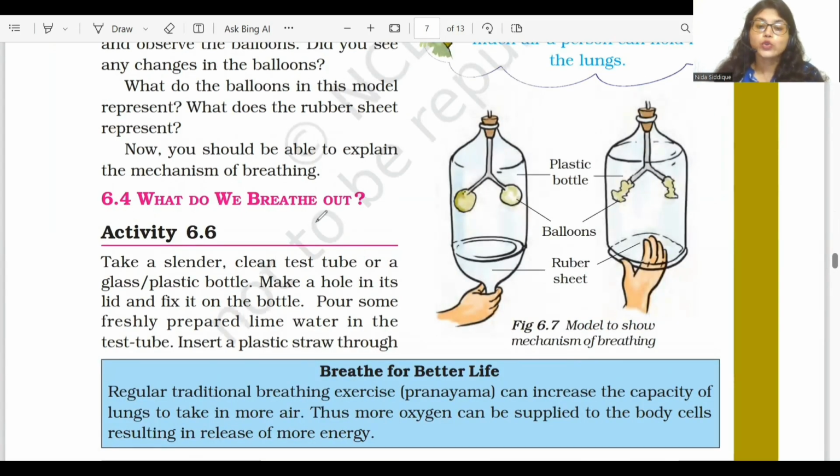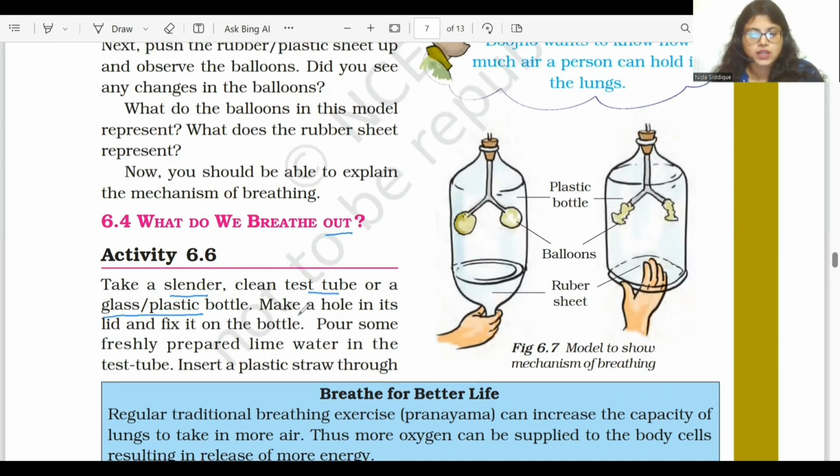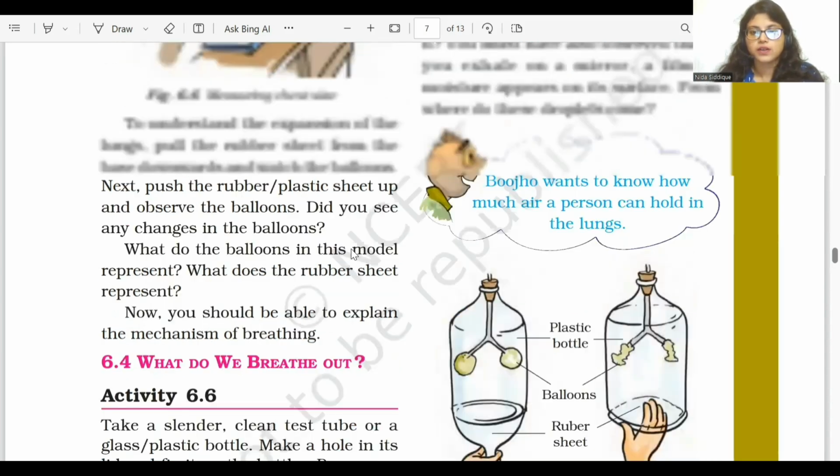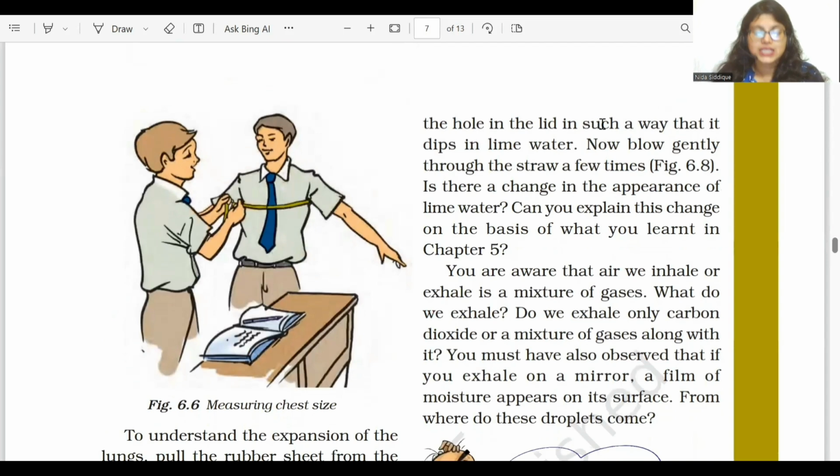Now, let us understand, what do we breathe out? So for this, let's carry out activity 6.6. So in this activity, we need a slender matlab thin, clean test tube or a plastic or a glass bottle. We have to make a hole in its lid and we have to fix it on a bottle. Now we will pour some freshly prepared lime water in the test tube. Now insert the plastic straw through the hole in the lid in such a way that it dips in the lime water. And then we will gently blow through the straw a few times.